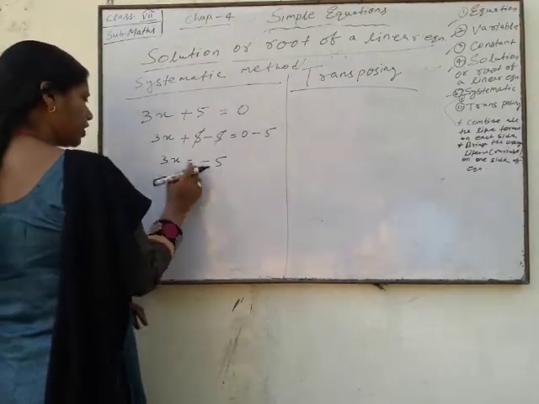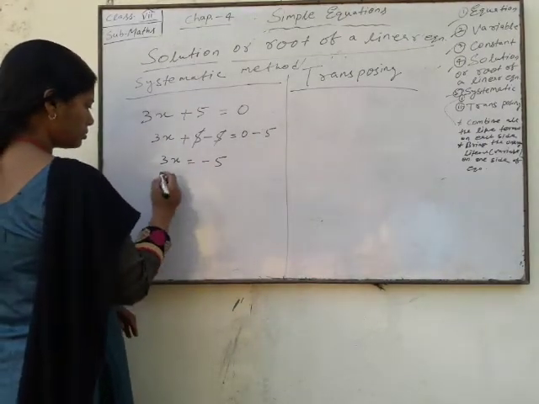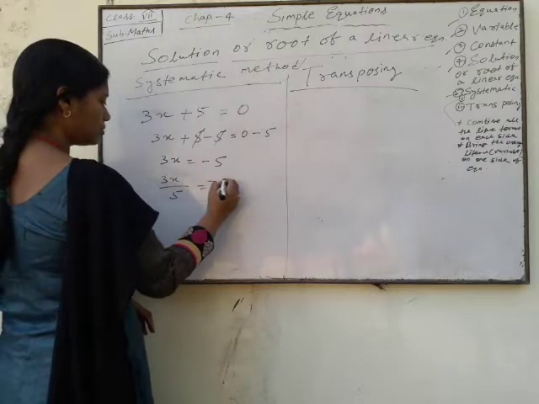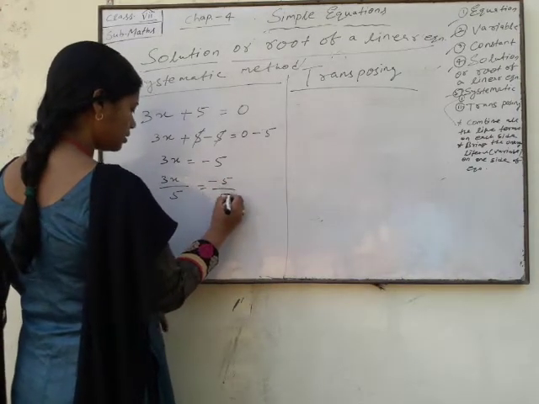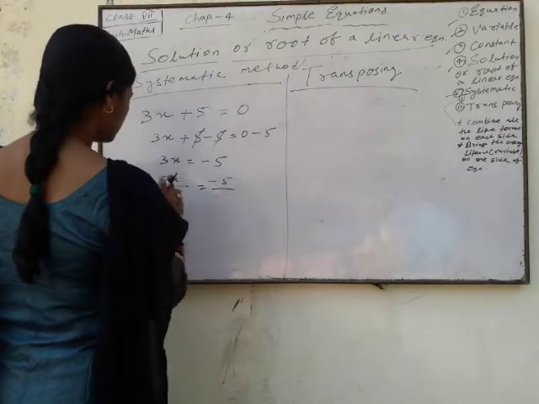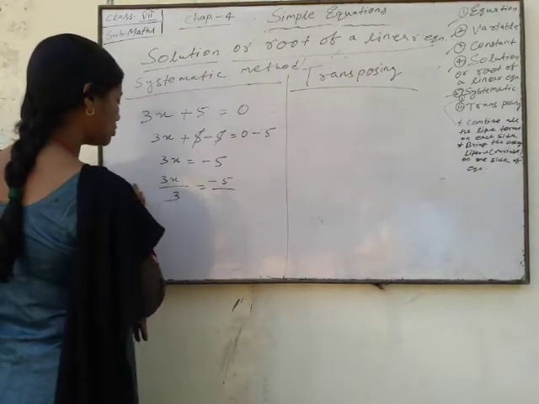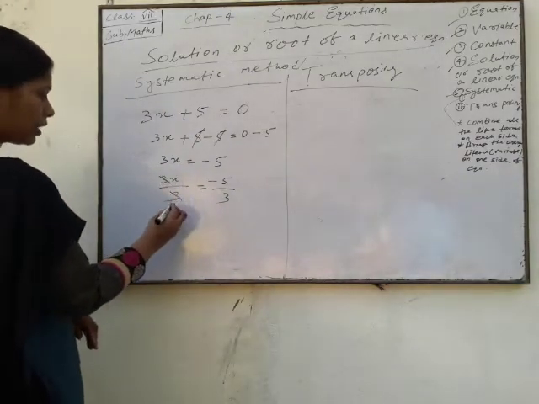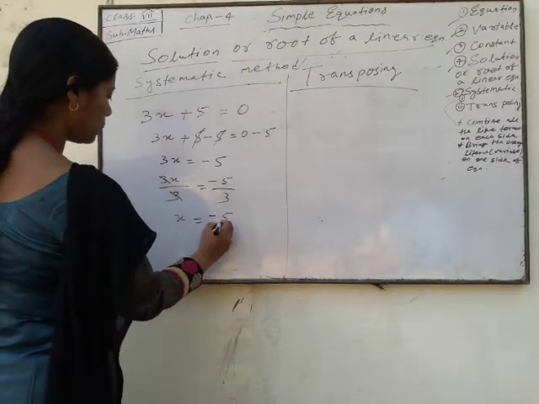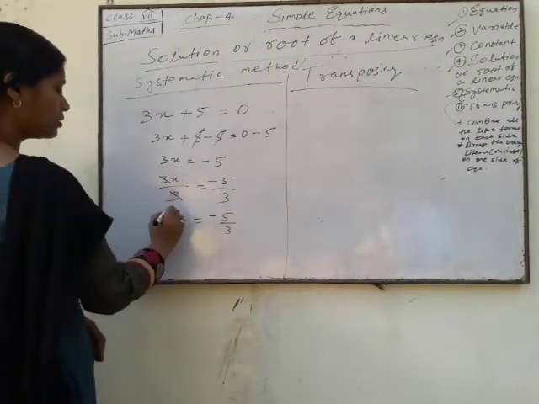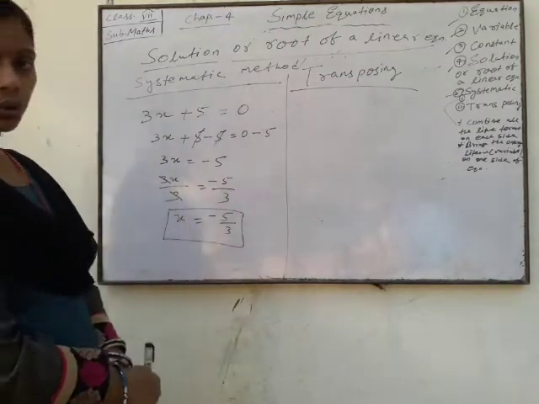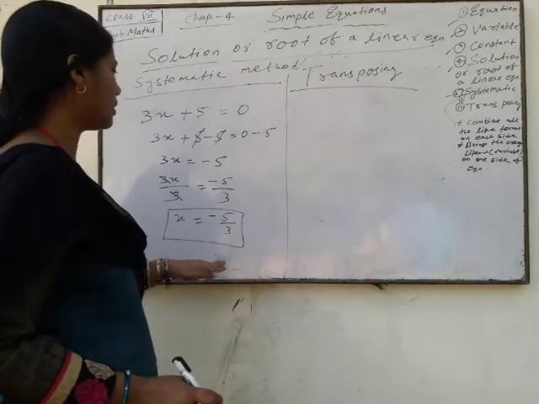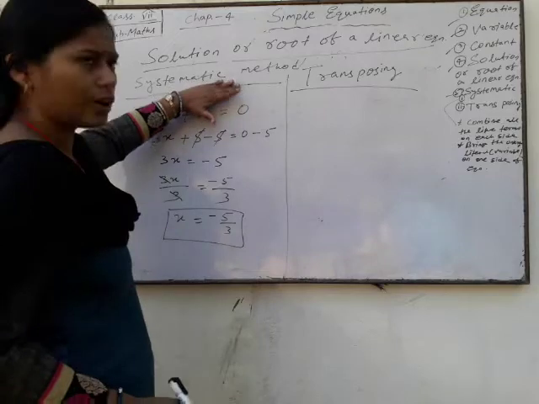Now dividing by 3 on both sides of the equation. Sorry, here the coefficient is 3, so divide by 3. Now the same numbers cancel, so x equals minus 5 by 3. So this is the solution or root of this given equation, x equal to minus 5 by 3. This is by using the systematic method.